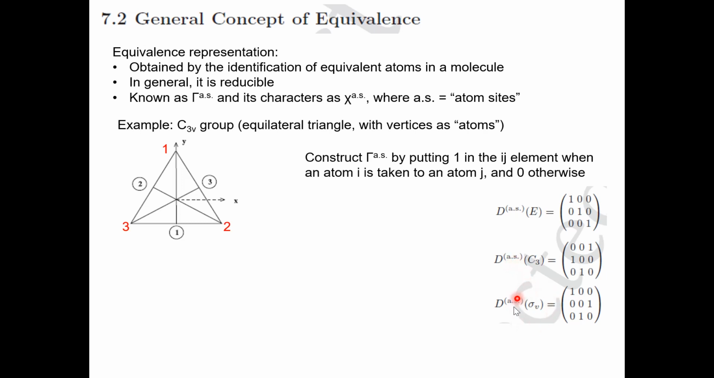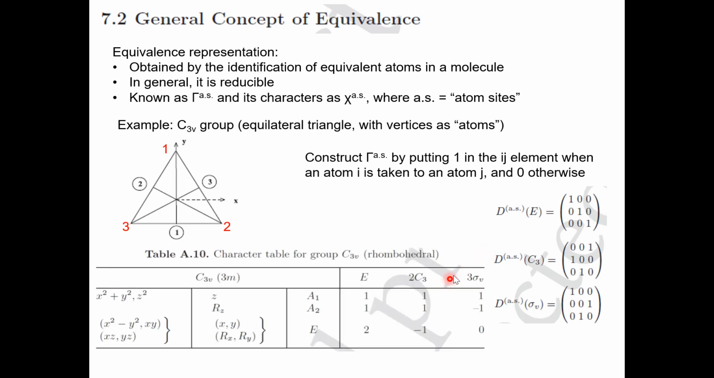But let's see now a sigma v operation, for instance this mirror plane right here. For this mirror plane, 2 goes into 3 and 3 goes into 2, but 1 remains unchanged, right? So that's what I have here. 1 remains unchanged, and I swap 2 and 3. So that's the equivalence representation matrix for this sigma v, one of the sigma v operations. So you get the idea, right? That's how you construct the equivalence representation.